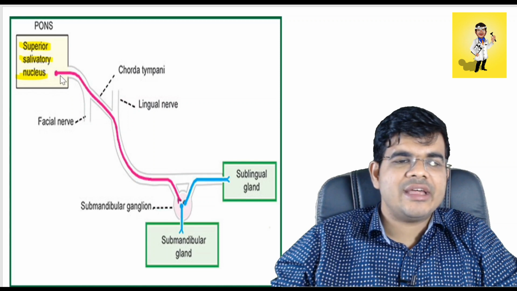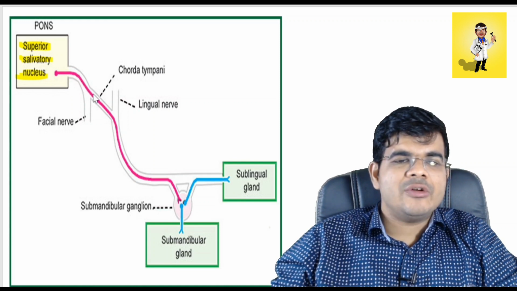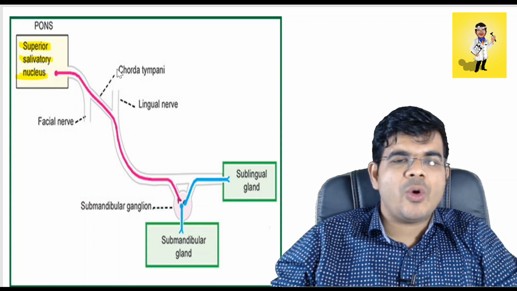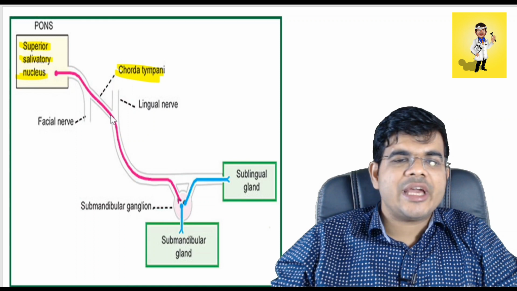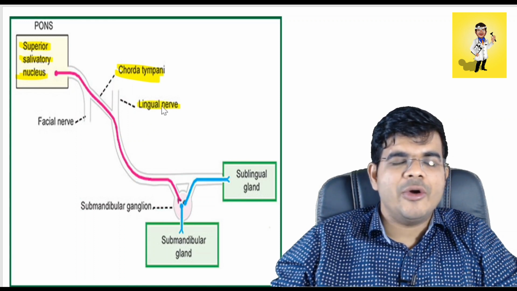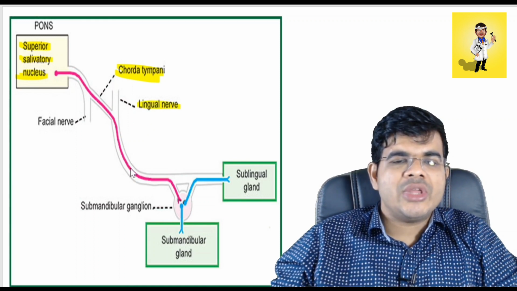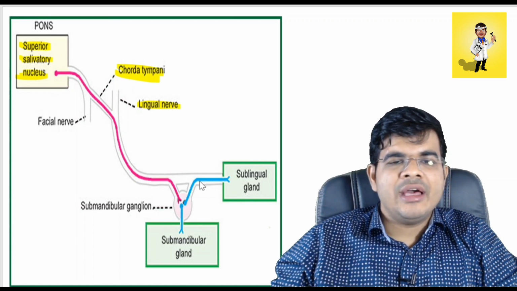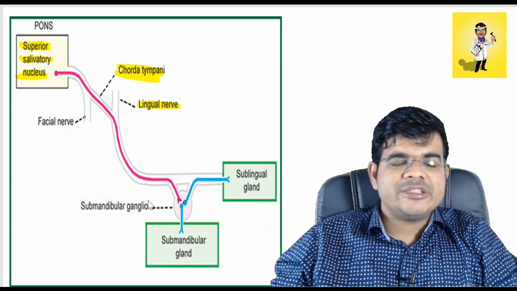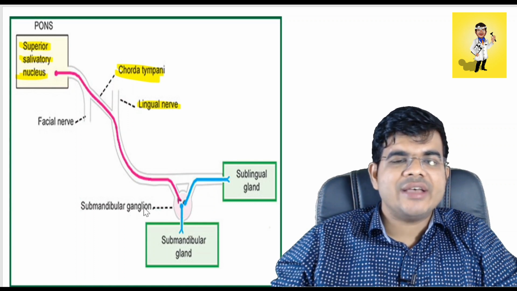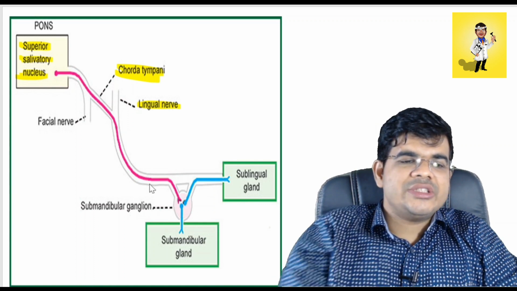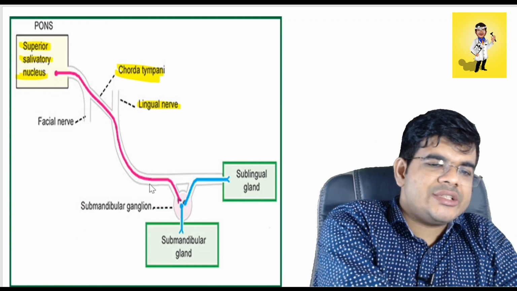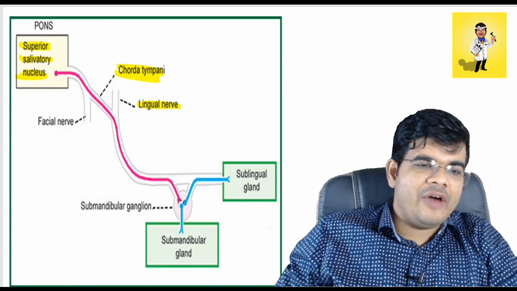From that arises the facial nerve, and through the facial nerve you have the branch of the facial nerve coming, that is the chorda tympani nerve. From the chorda tympani nerve there is a communicating branch to the lingual nerve, and it is through the lingual nerve that the submandibular ganglion, which is subtended by the lingual nerve, gets the stimulation for saliva secretion.